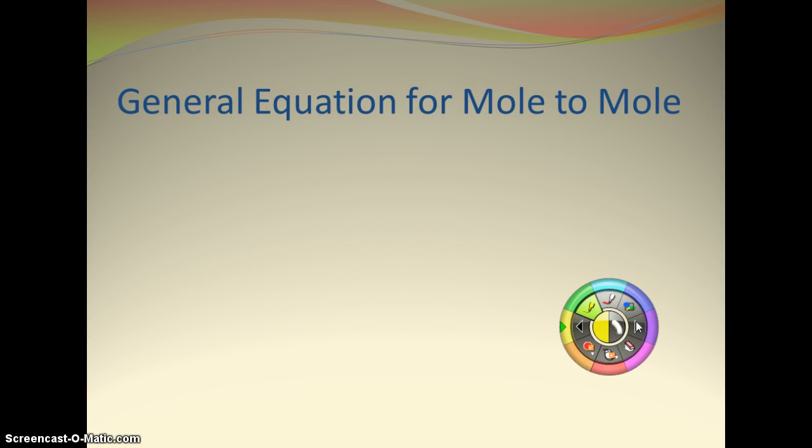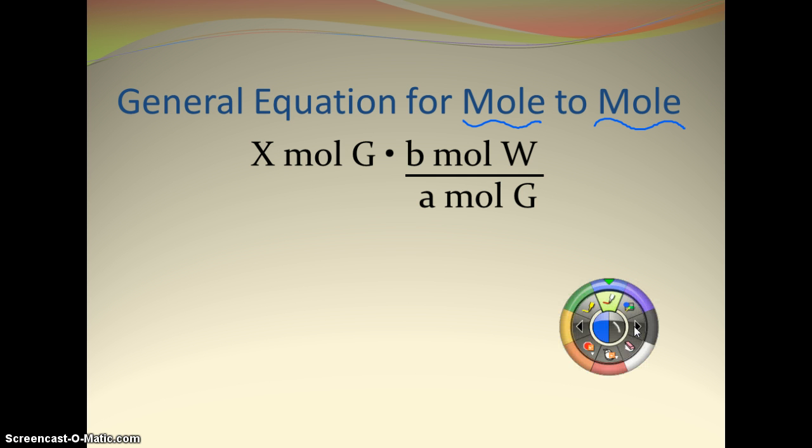So a general equation for mole-to-mole stoichiometry. Mole-to-mole means that you are starting with a mole of a substance and you're going to end with a mole of a substance. So if you have X moles of your given substance, you're going to multiply it by your mole ratio here. That comes from your balanced equation.